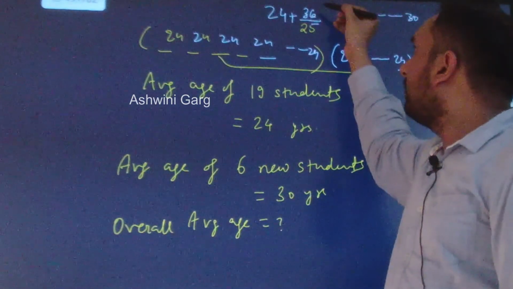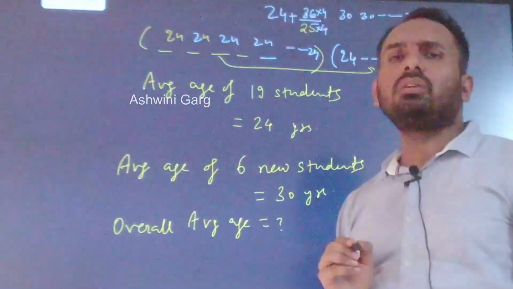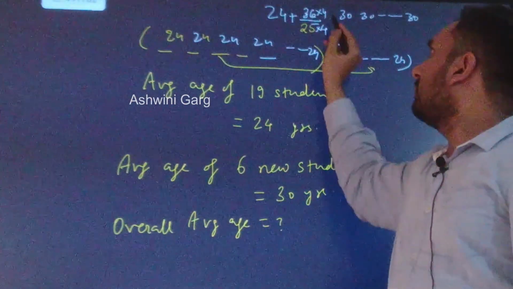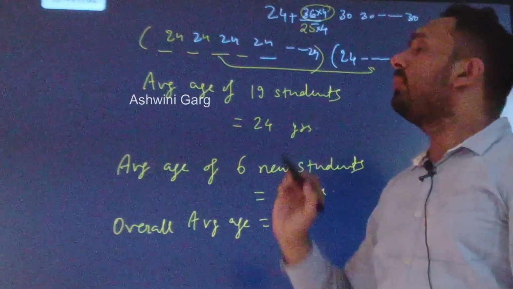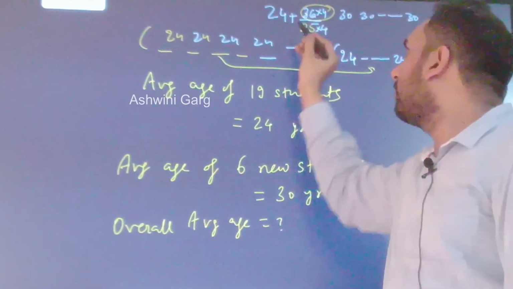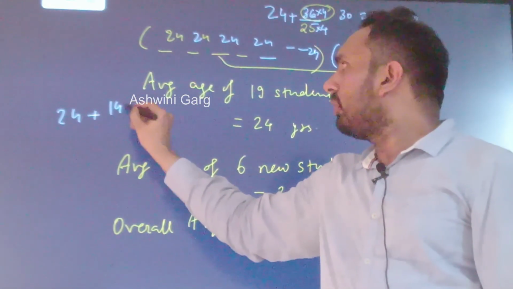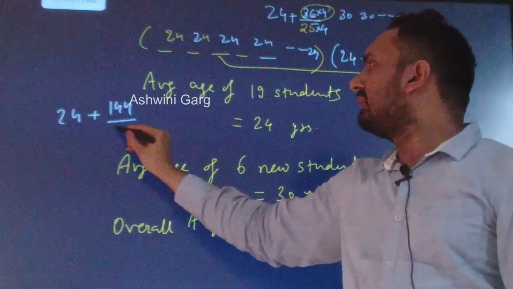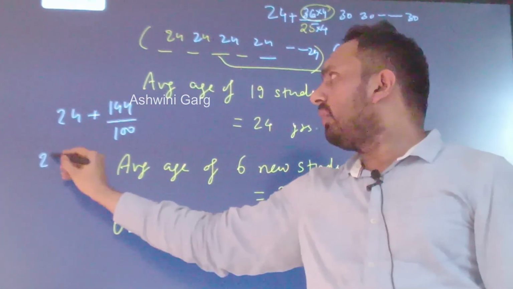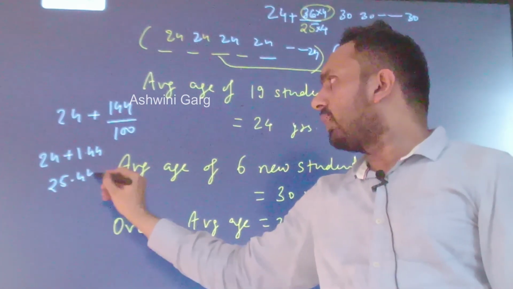If I make 25 into 4 and 36 into 4 here, that will be much easier. So in the numerator, I get 30 into 4 which is 120 and 6 into 4 which is 24. So 144 will be the value. So 24 plus 144, and my denominator will easily become 100. So 24 plus 1.44, or my answer will be 25.44.